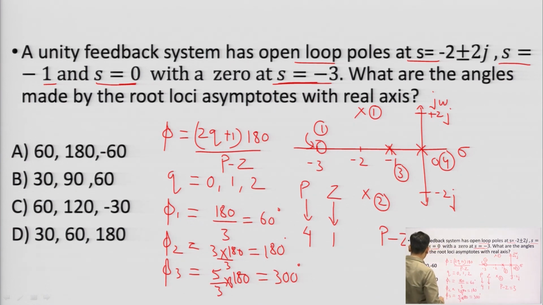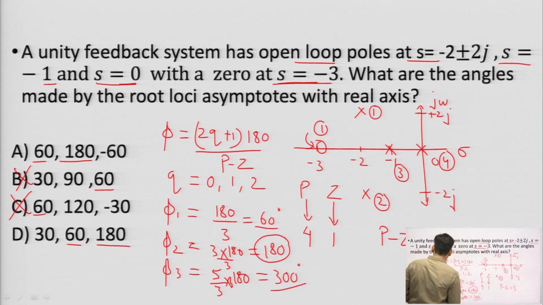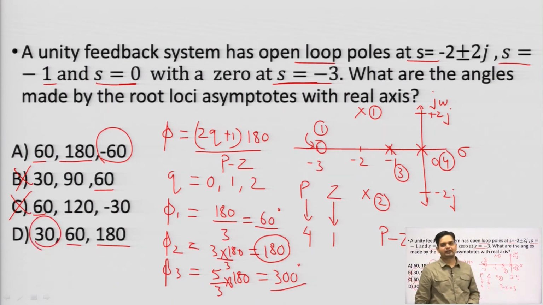So, now we need to see the options. So, we need to see option A, 60 is here and 60 is here, 60 is here, 60 is here. So, again we can't eliminate the option. Now, we can come for second answer phi 2 equal to 180. So, 180 is available in option A and 180 is available in option D. So, we can eliminate here option B and C. Now, my third angle is 300. So, now you can see the remaining angle is minus 60 here and remaining angle is 30. So, which one is the correct answer?